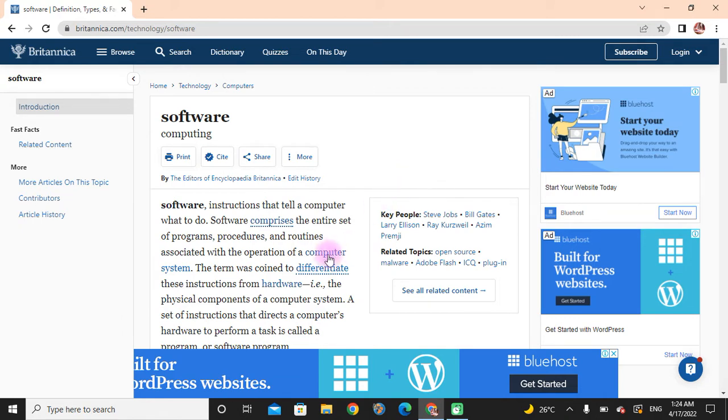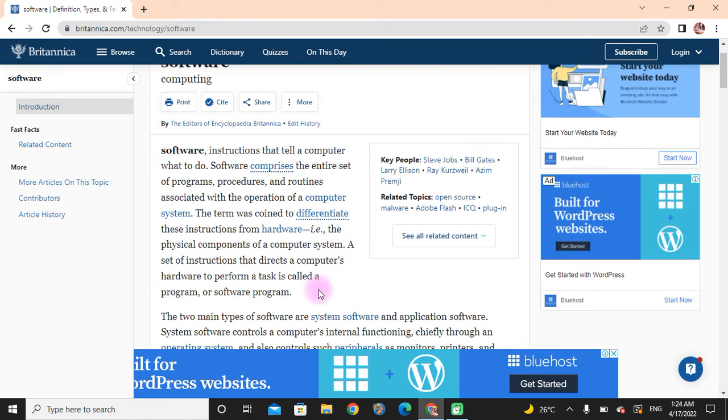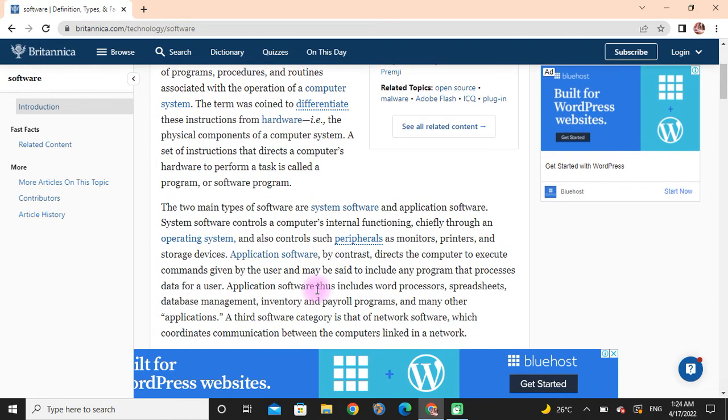The term was coined to distinguish these instructions from hardware, the physical components of a computer system. A set of instructions that directs a computer's hardware to perform a task is called a program or software program. The two main types of software are system software and application software.